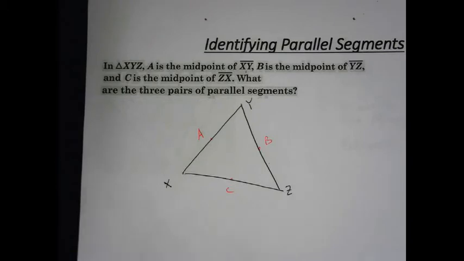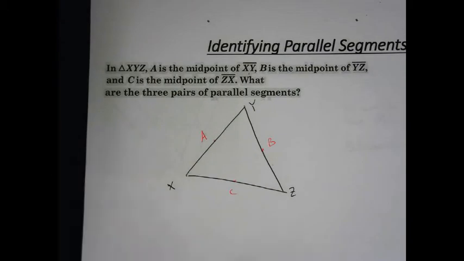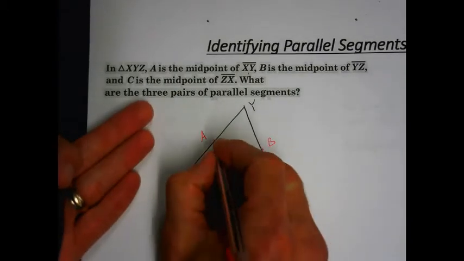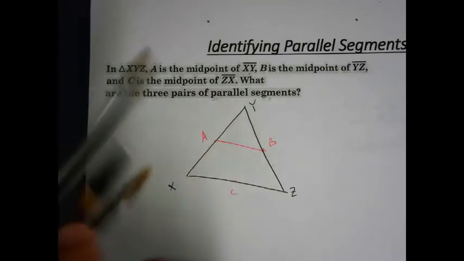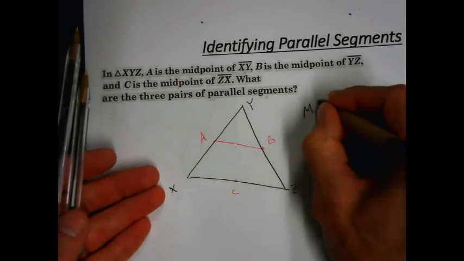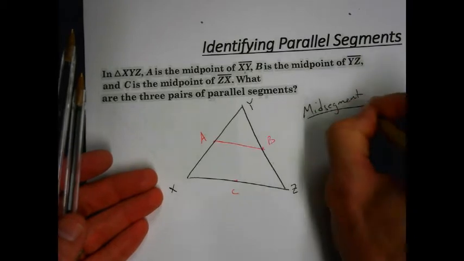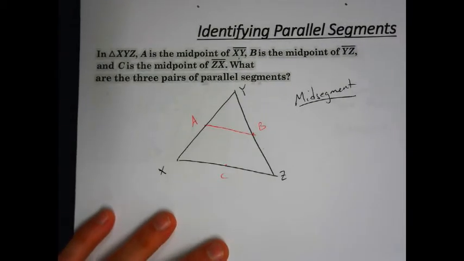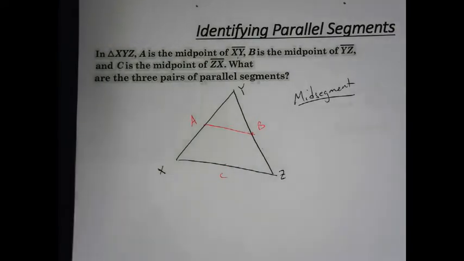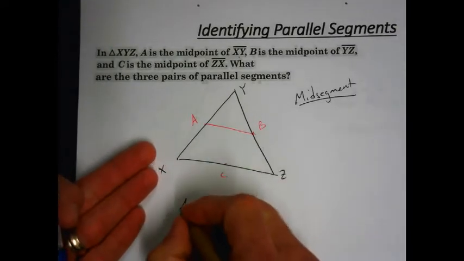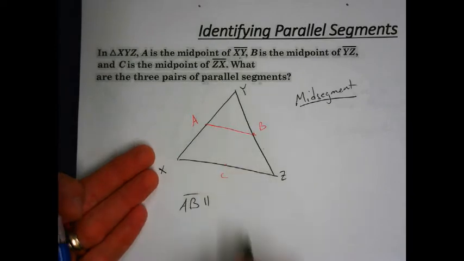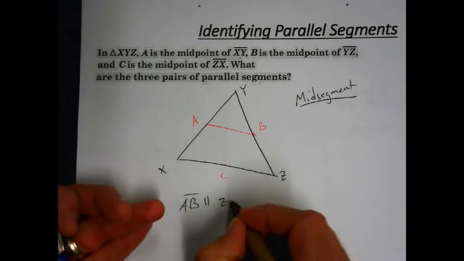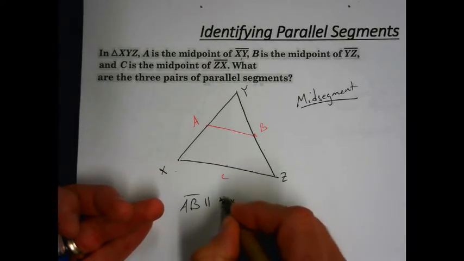Well, we know A, B, and C are midpoints, right? So when we connect A to B, we know for a fact we have a midsegment, because A and B are midpoints. So when we connect the midpoints, we get midsegments. And that simply means that AB is parallel to the third side, XZ. They called it ZX, but we called it XZ, right? So AB is parallel to XZ.